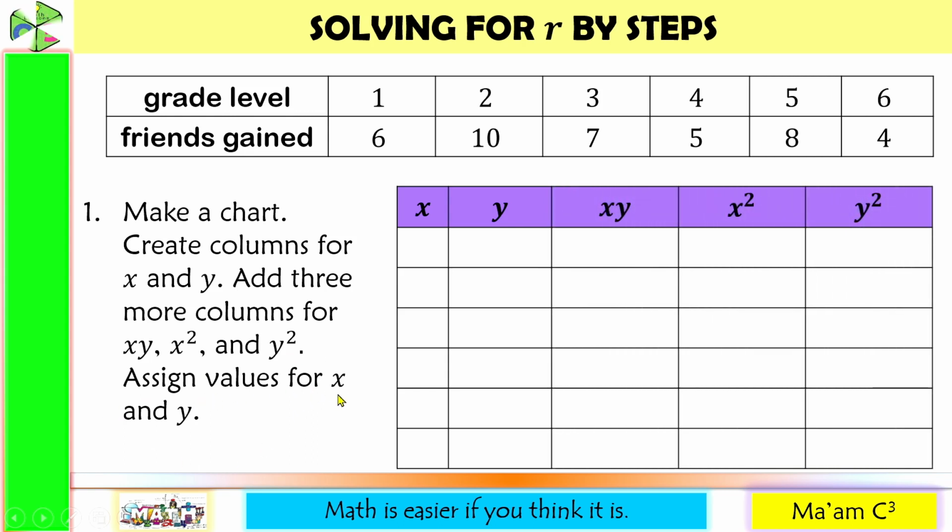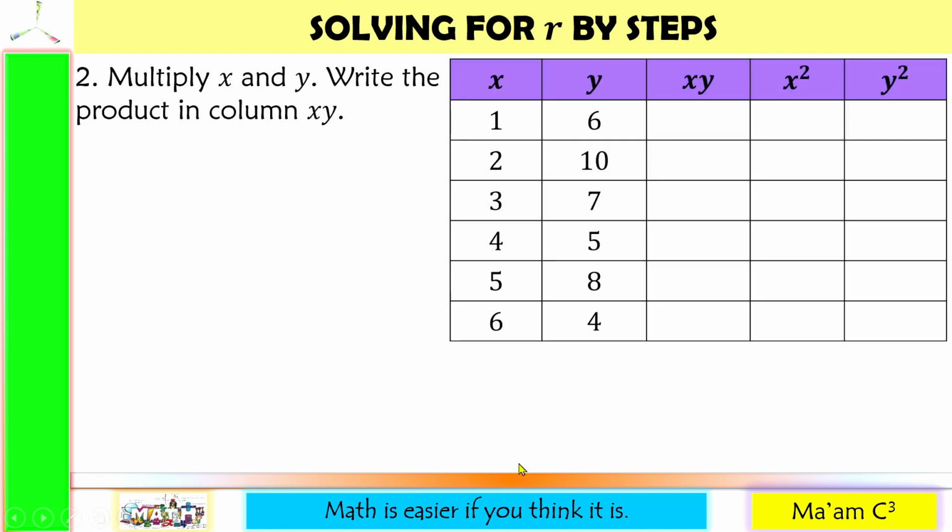Assign values for x and y. So we are going to assign x and y for our variables. The idea is you will gain more friends if you are going to enroll every year. So I'll put grade level on the column of x, 1 to 6, and the number of friends gained on the y column, 6, 10, 7, 5, 8, then 4.